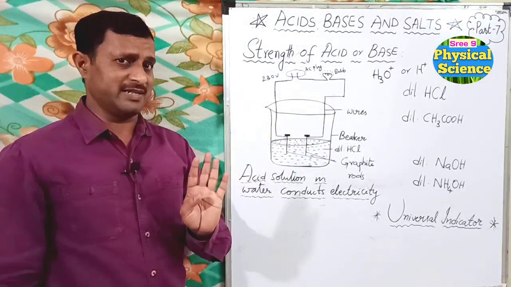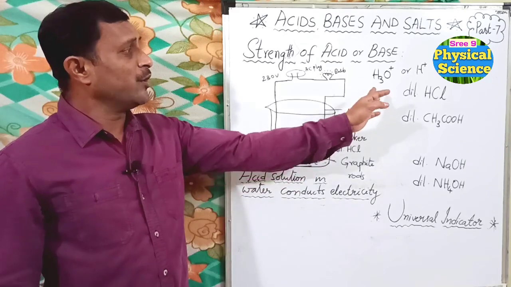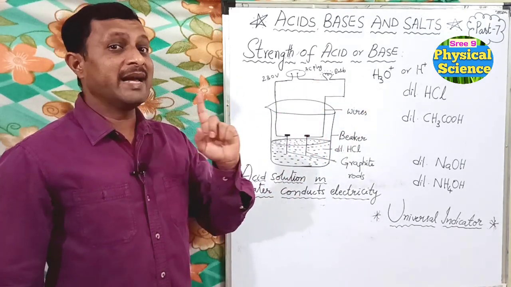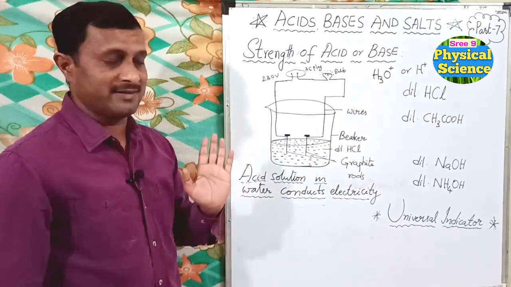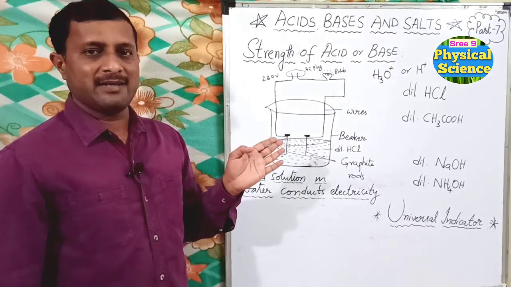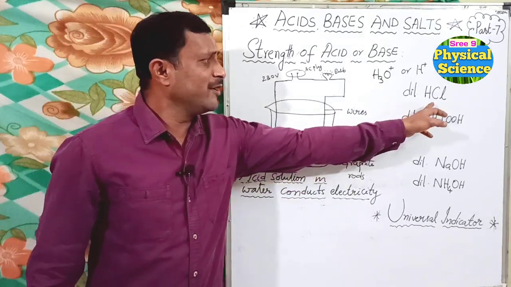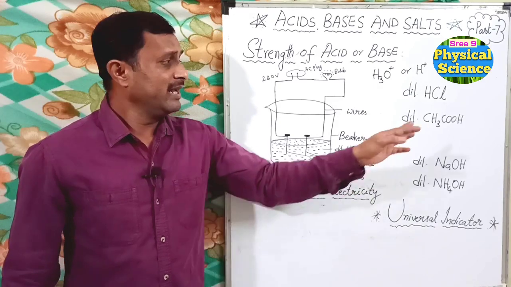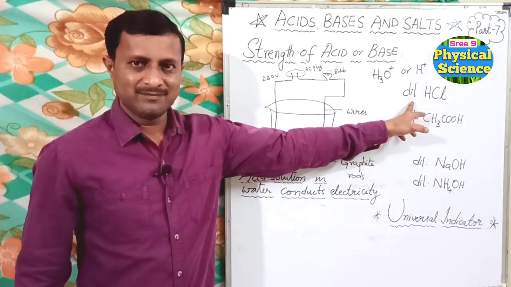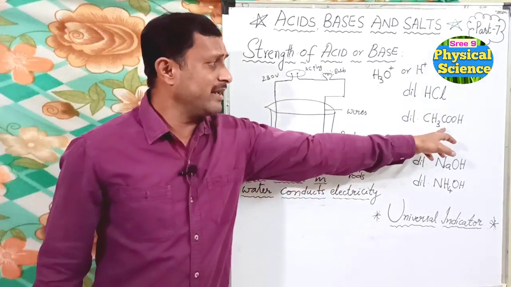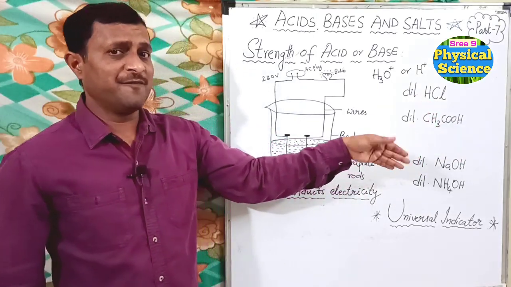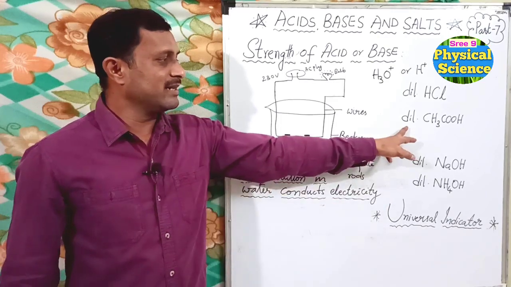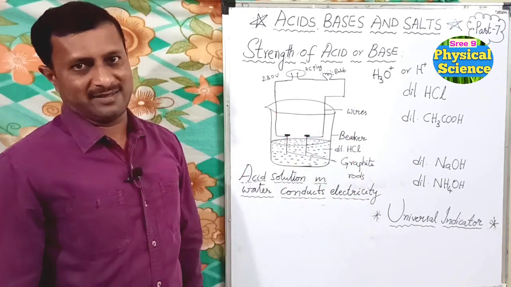Negative ions are also present, right? So if more H3O+ ions are there, then the brightness will be more. That decides the strength of the acid. Hence, as dilute hydrochloric acid produces more H3O+ ions, we say this is a strong acid, whereas dilute acetic acid produces a smaller number of H3O+ ions, hence we can consider it a weak acid.